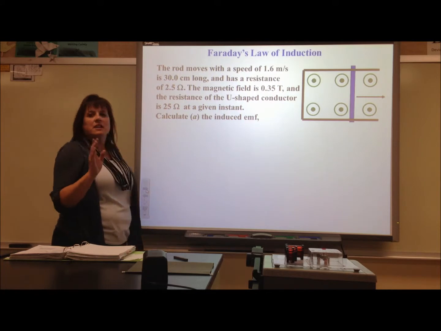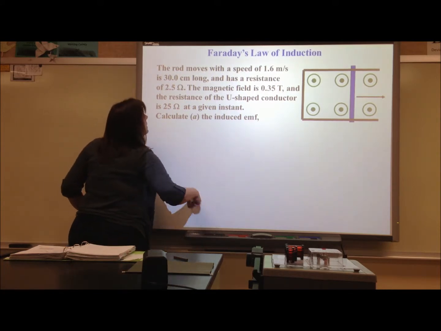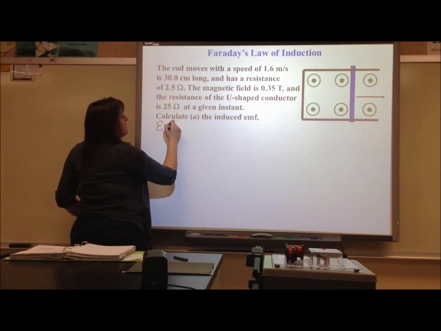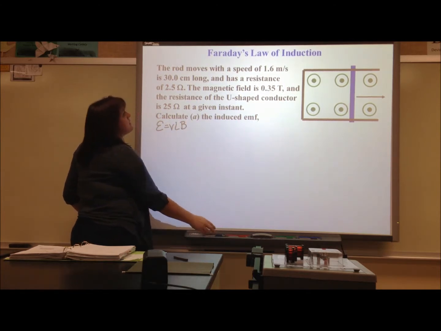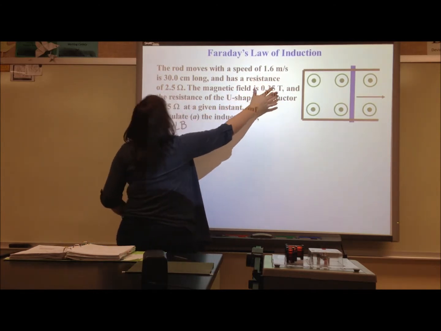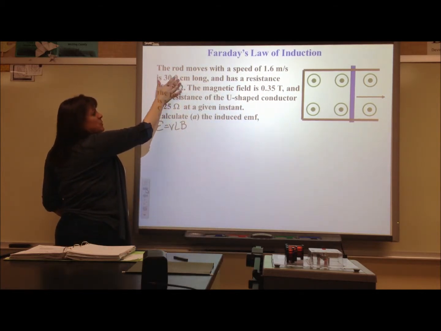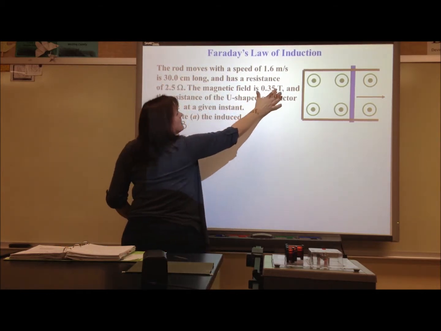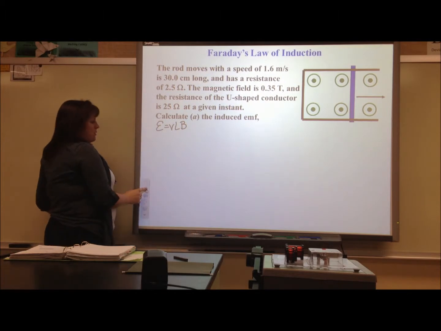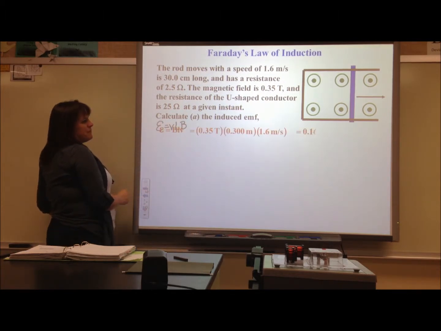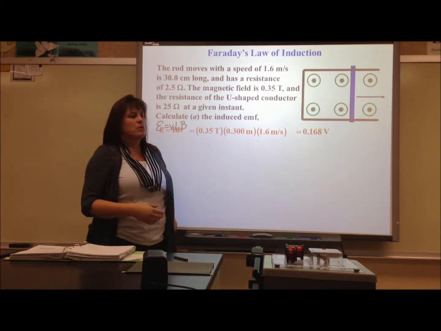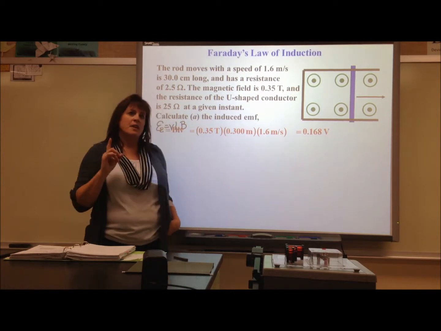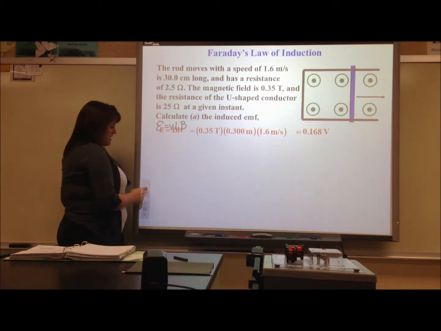First, we're going to calculate the induced EMF. Right, so EMF is vLB. Velocity we have, 1.6. The length, put that in meters, so 0.3, times our magnetic field, 0.35 Tesla. All right, and you get 0.168 volts. I'm guessing we're going to calculate current next.